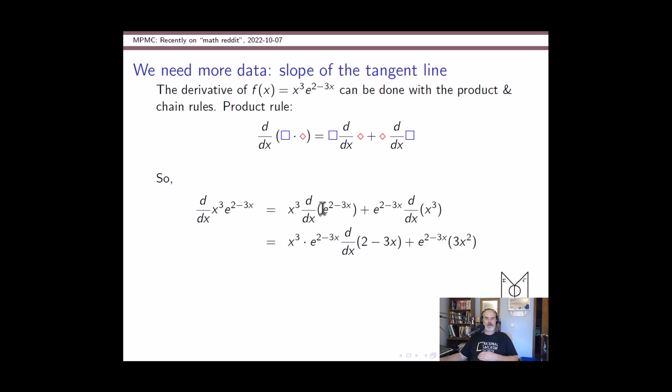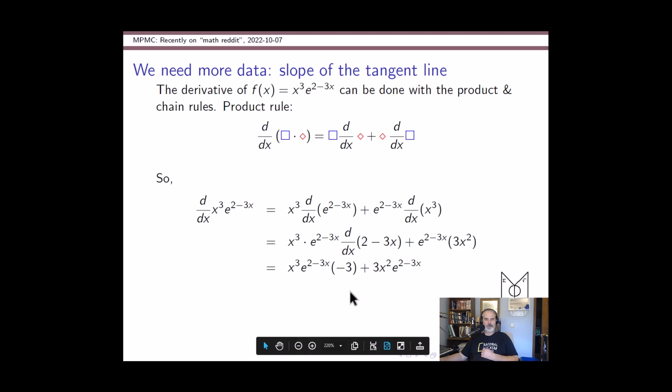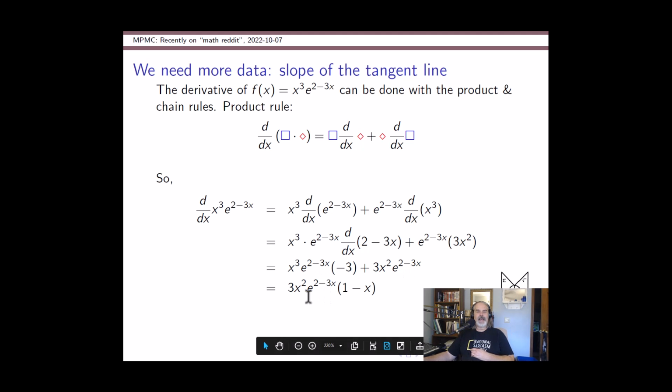The derivative of e to the 2 minus 3x requires a teeny tiny chain rule. It is e to the 2 minus 3x times the derivative of 2 minus 3x. And here I've just put in the derivative of x cubed. Then I've evaluated this derivative of 2 minus 3x, and now I recognize this is a sloppy mess, but hey, I can factor an x squared out of each term, I can factor a 3 out of each term, and I can factor the e to the 2 minus 3x out of each term. And so I can clean this up quite nicely to look like this. And now I can say, whoops, that stupid bar.